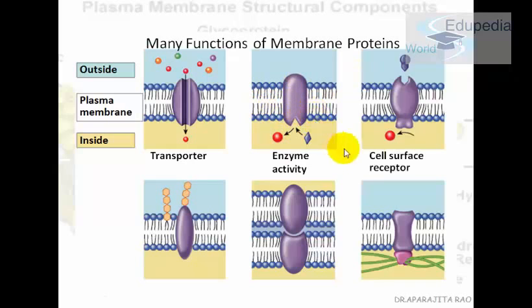Then the cell surface receptor protein. This is like a key and lock. This is the key and this is the lock. So this is the receptor, and a specific type of key is supposed to fit in it. When this key fits in it, the membrane starts to function as the receptor is supposed to, and that is how the cell starts to function.